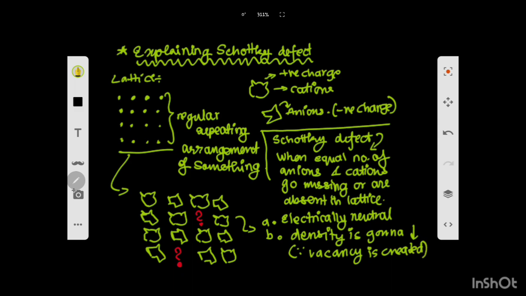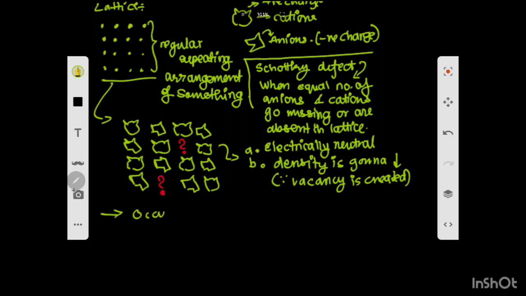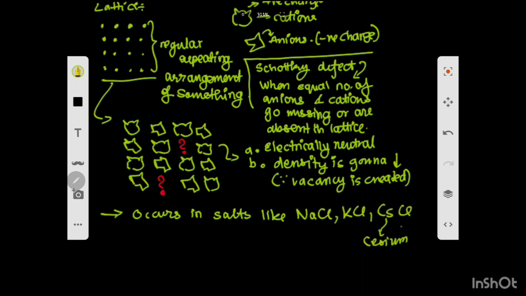So now you might ask, where does this occur? So this occurs in salts like sodium chloride, potassium chloride, and cesium chloride.